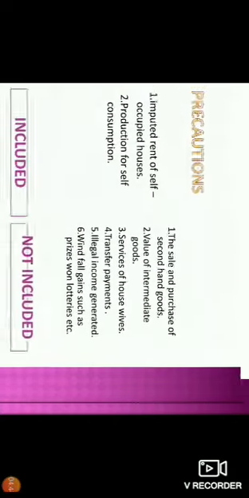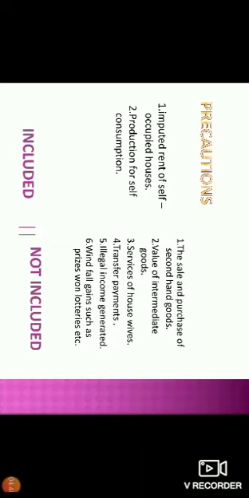And next, we are going to study the important precautions we have to take before measuring national income. For this, we categorize two important groups: the things included in the national income measurement, and the things that should not be included in the national income measurement.